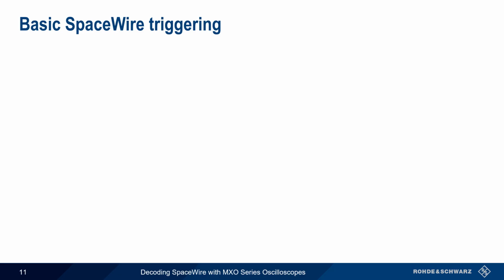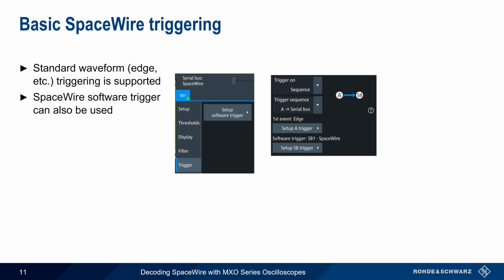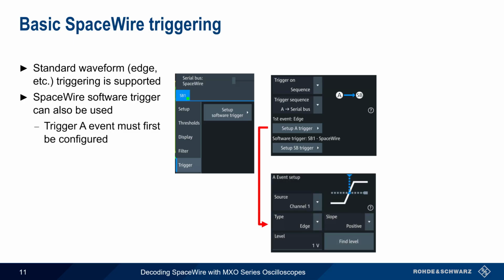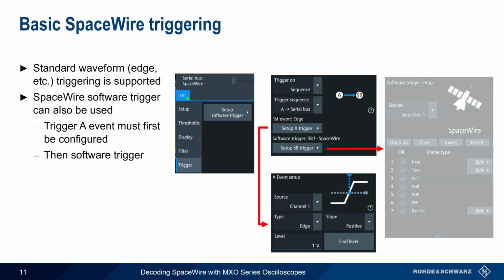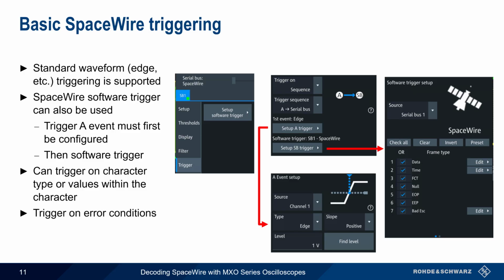Our next topic is triggering. Although it's possible to trigger only using standard waveform type triggers, the SpaceWire software trigger provides advanced functionality. To configure this, we must first configure a standard trigger type, such as an edge trigger, and then a SpaceWire specific trigger. The software trigger can be configured to trigger on specific character types and field values, as well as to trigger on error conditions, such as EEP characters.